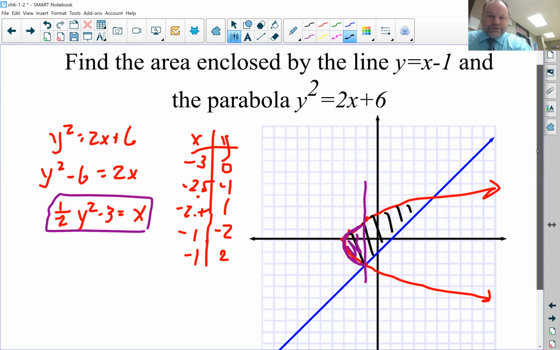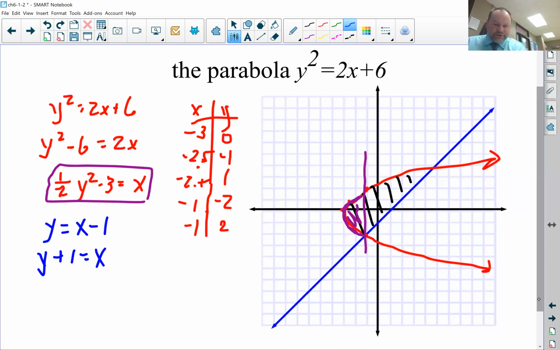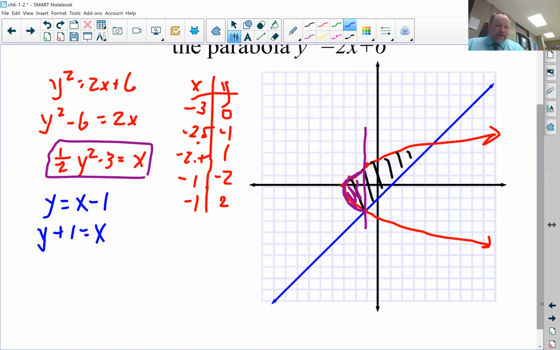And you would need to convert the other function and then just do one integral, because the parabola is always to the left of that blue line in the enclosed area. And then find our limits.